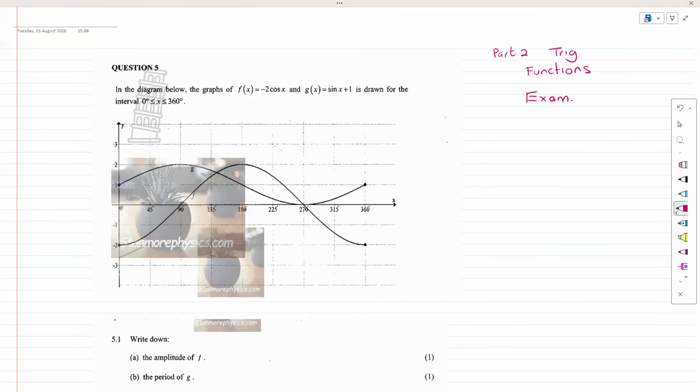So this paper is taken from November, if I'm not mistaken. No, September. September 2025. So this is the exact paper they wrote last year. We're going to say in the diagram below, there's a graph of f of x, which is that one. Okay. So f of x is this graph.